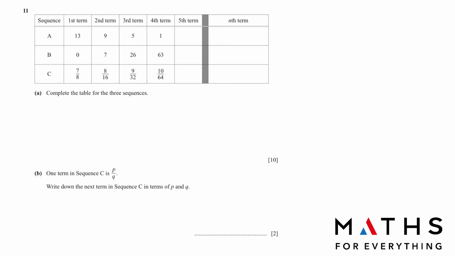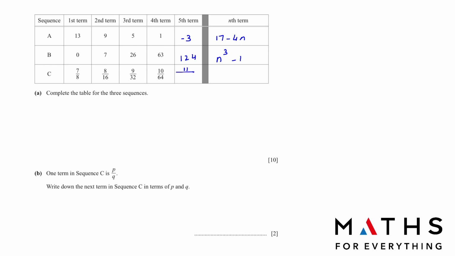Question number 11 is a sequence question. In C, we have a fraction. Whenever you have a fraction, look at the numerators first and the denominator afterwards. When you're looking at the numerator, what are you getting? 7, then 8, 9, 10. So every time you're adding 1. So 10 plus 1, 11.